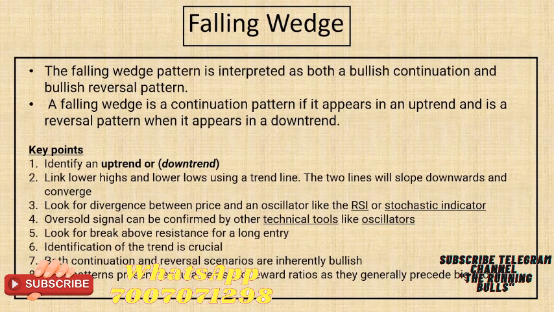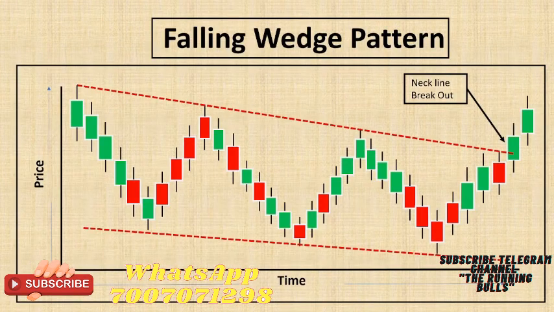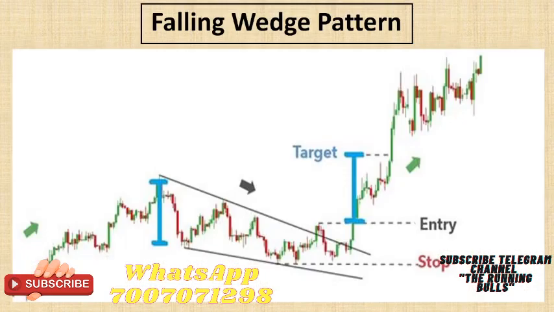Continuation I'll show you in part 3. So key points: identify an uptrend or downtrend, link lower highs and lower lows using a trend line. The two trend lines will slope downwards and converge. So as we can see, two trend lines are converging downwards. Let's see in the TradingView terminal how it will look. This will be your entry once it crosses the trend line, your stop loss will be the last low, and your target will be the difference of the backside. So this will be your target.